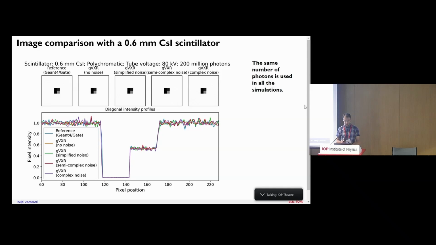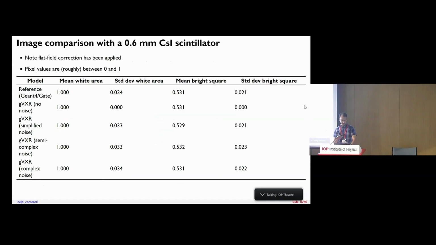And that's how it looks like for a diagonal profile. And what is quite nice, I guess, is that in the white area, it looks like it's matching. In the black area, it looks like it's matching as well. And in the bright square, it looks like it's okay. But what I'm going to do now is to select the region of interest in the white area and in this bright square and compare the average pixel value and standard deviation.